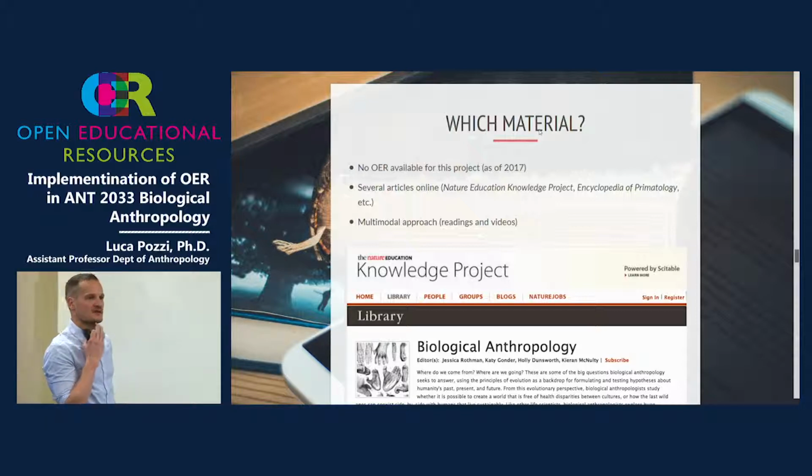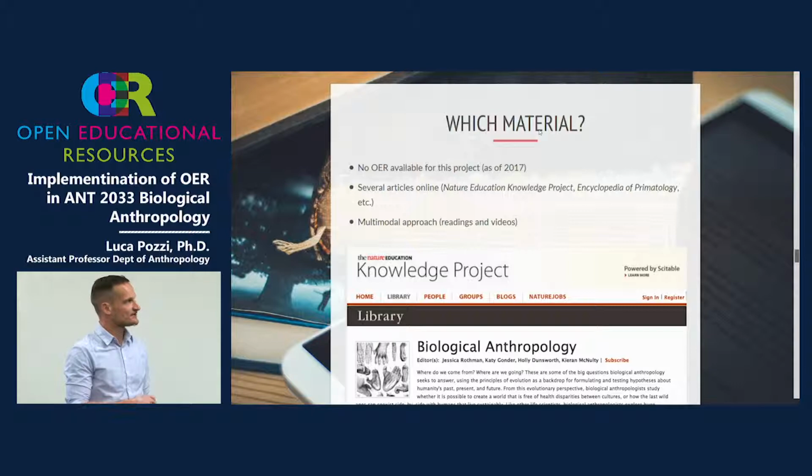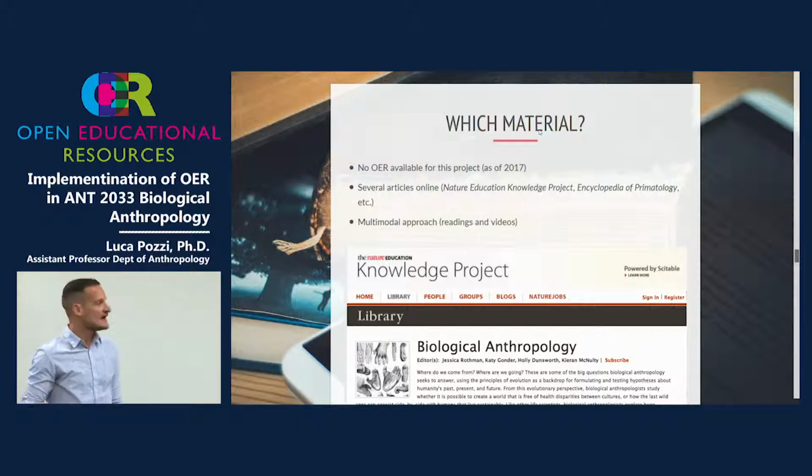So what we created was a sort of virtual textbook with different chapters coming from different articles that were available online. One of the very good resources was the Nature Education Knowledge Project, if you're not aware of that. It's a project by Nature, the magazine, that has a lot of different sections in a lot of different fields, including evolutionary biology and biological anthropology. These are written by scientists, by researchers, but in a very easy way. They have different levels, from beginner to intermediate to advanced, so you can pick whatever topic you like.